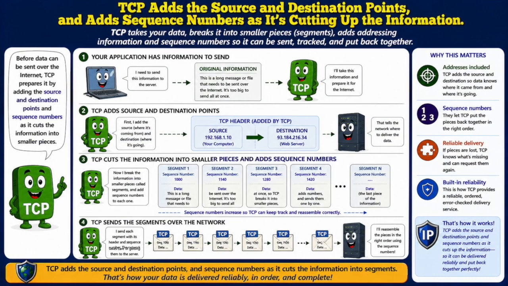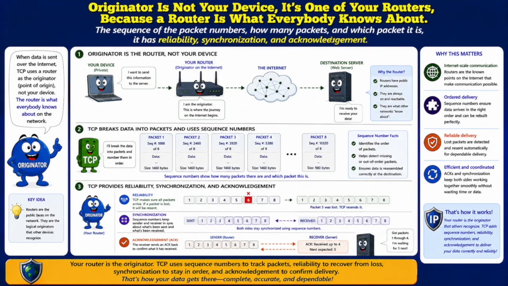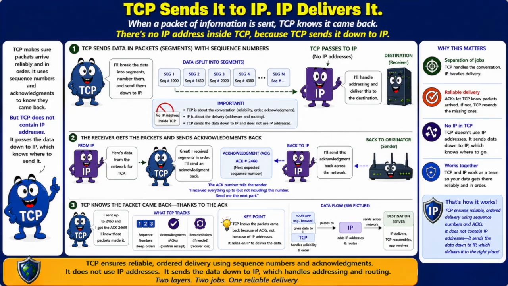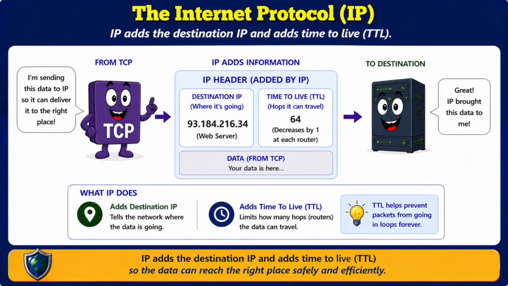Now, the fun starts. TCP adds the source and destination ports, adds sequence numbers as it's cutting up the information. Each packet of information has the originator IP address, which is not the one of your device. Okay, it's the one of your router, because a router is what everybody knows about. The sequence of the packet numbers, how many packets and which packet it is, it adds a reliability, a synchronization, and acknowledgement, so that when a packet of information is sent, it knows that it came back. But there's no IP address inside TCP, because TCP sends it down to IP, the Internet Protocol.